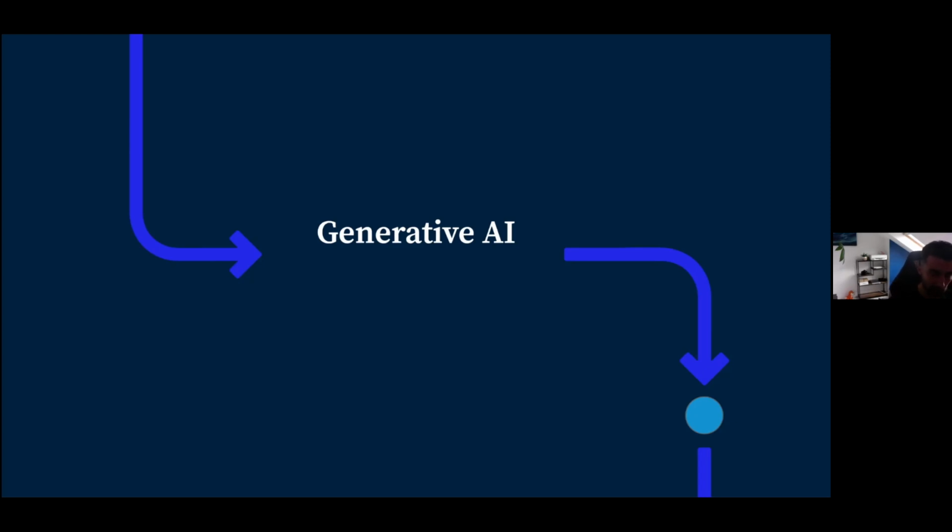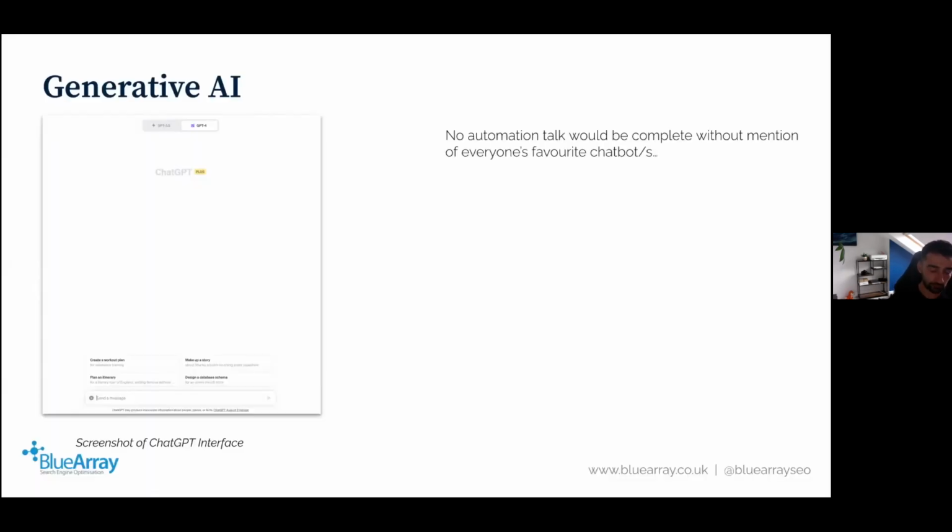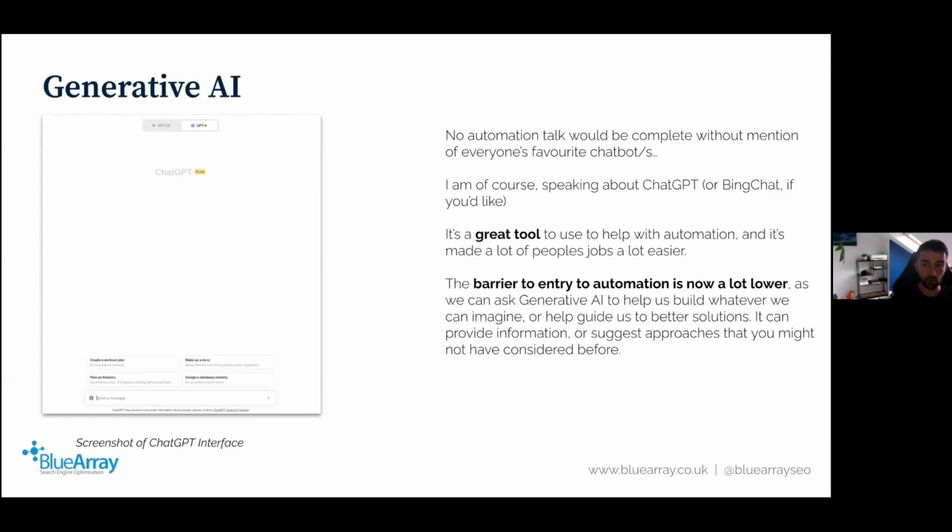Finally, we're going to have a look at generative AI. Now, of course, no automation talk would be complete without mention of everyone's favorite chatbots. I am, of course, speaking about ChatGPT or Bing Chat, or Google Bard, whichever one takes your fancy. It's a great tool to help with automation, and it's made a lot of people's jobs a lot easier. The barrier to entry to automation is now a lot lower, as we can effectively ask generative AI to help us build whatever we can imagine, or even help guide us to better solutions. It can provide further information or suggest approaches that you might not necessarily have considered before.